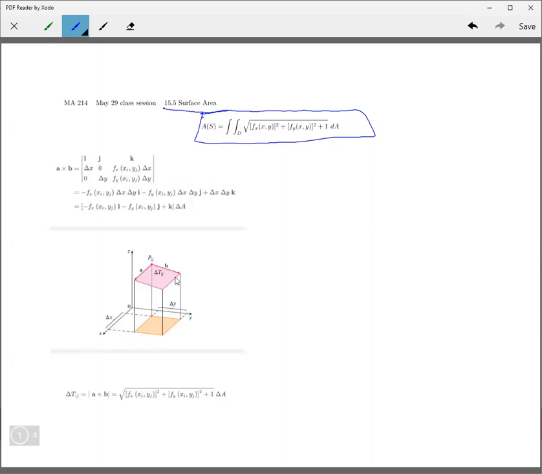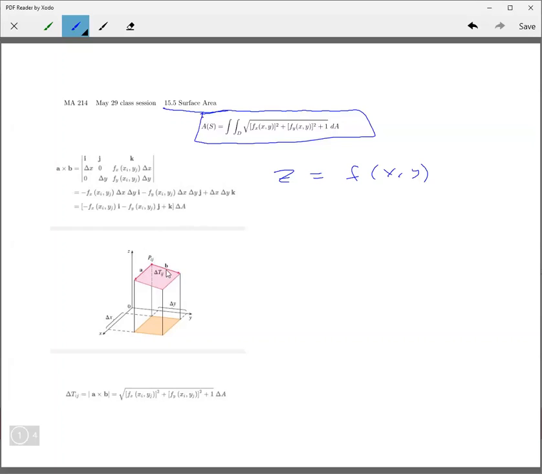You have a surface. This is part of a surface. This purple thing right here is part of a surface, and this is the corresponding projection in the x-y plane. The surface is up here, and the surface is determined by z equals f of x y. So that's the equation for some surface up here.